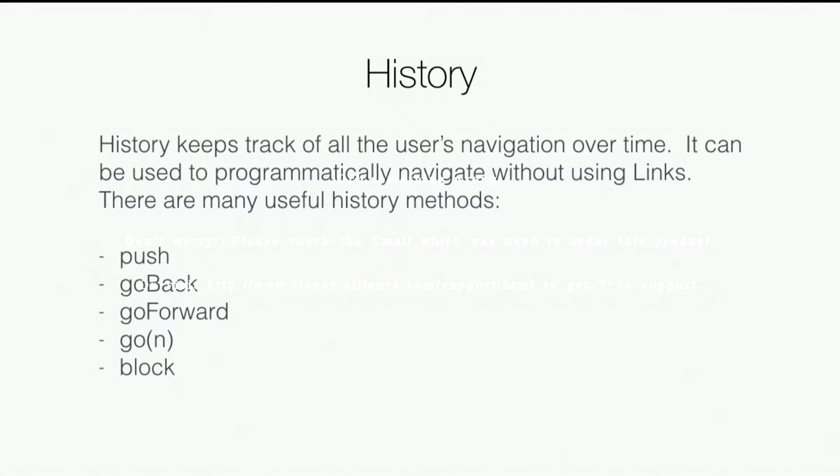A negative integer would be going backwards a certain number of steps. So if you just want to go forward or back just one step, then probably use those, go back and go forward. But if you want to go multiple steps, then you can use the go method. And you can also block.